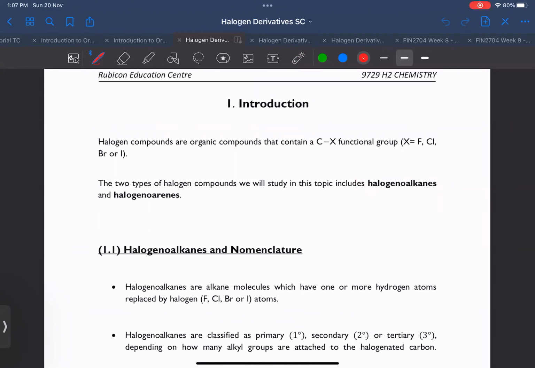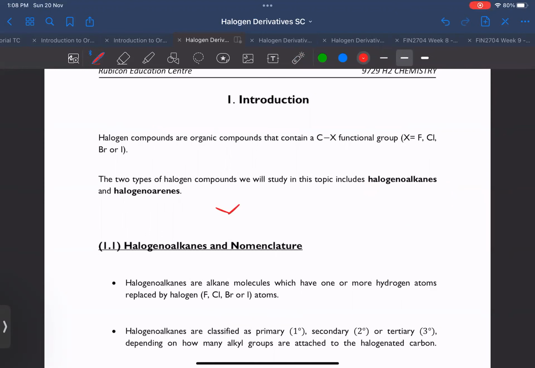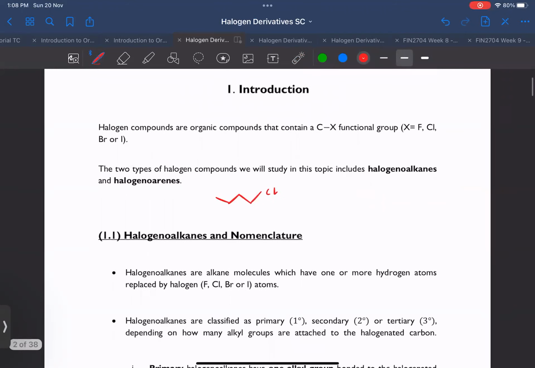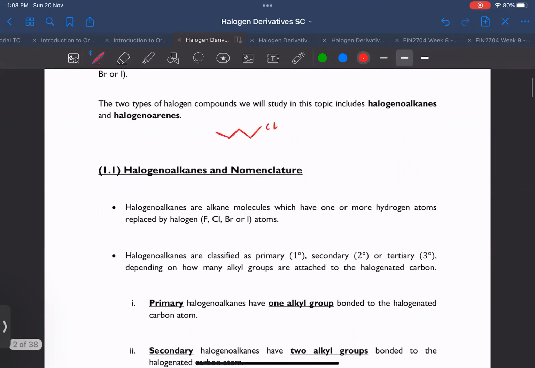A couple of examples. Normally we see alkanes like this, but we can add in a halogen, like a chlorine for example, and we already have what is called a halogenoalkane. Just adding a halogen there alone already adds a lot of possible reactions, which we'll look at later. Anything with a halogen attached to an alkane is called a halogenoalkane, quite simple.